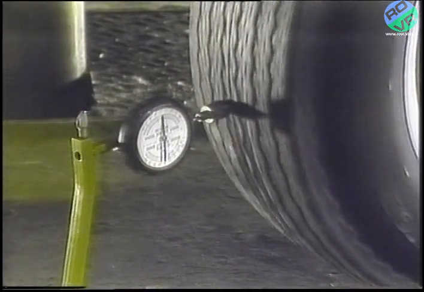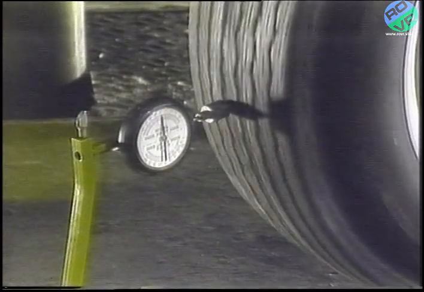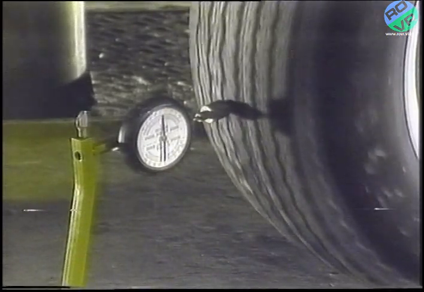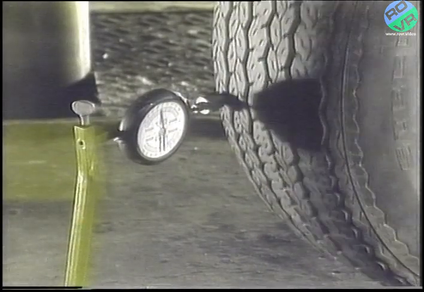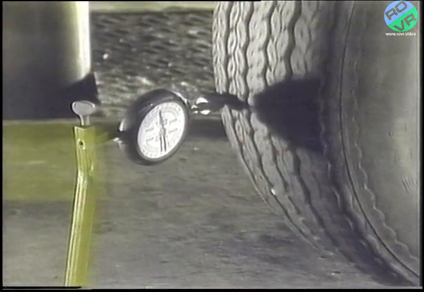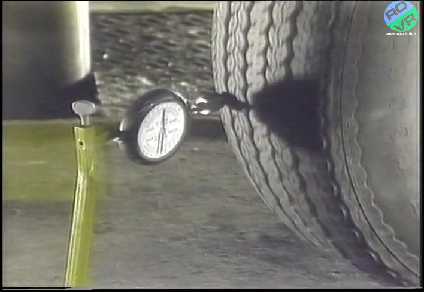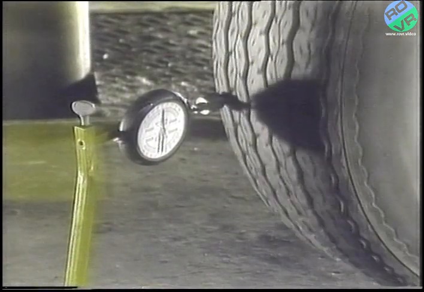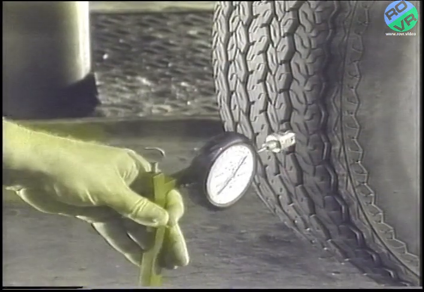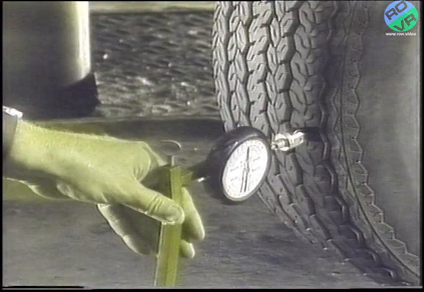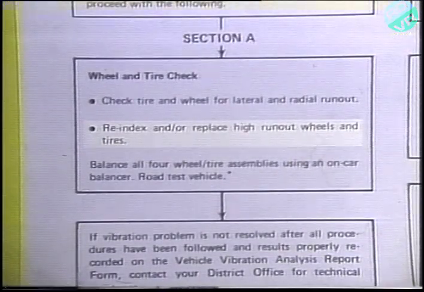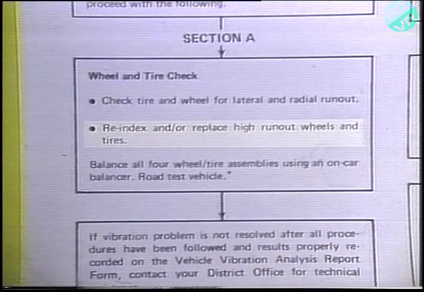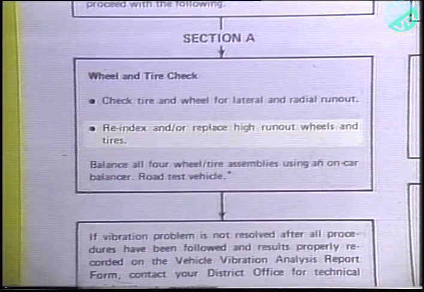For bias ply tires, radial runout is checked with the dial indicator placed at the center of the tire tread. Radial runout for radial tires should be checked on the inner and outer tread ribs, noting the highest runout reading for either of the ribs. If the tire radial runout exceeds 70 thousandths of an inch, we have come to our next step on the vehicle vibration diagnosis chart, which is to re-index or replace high runout wheels and tires.